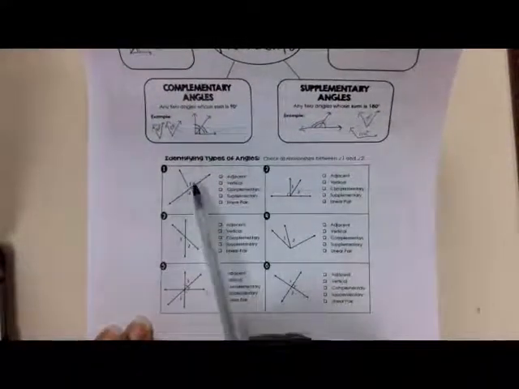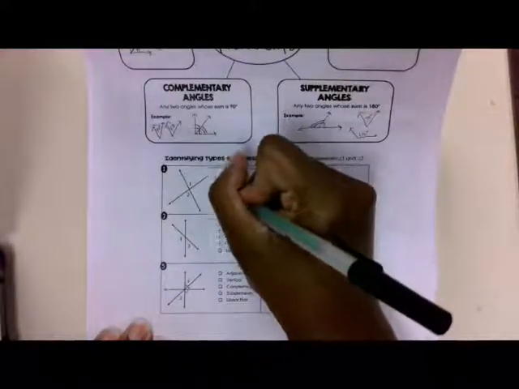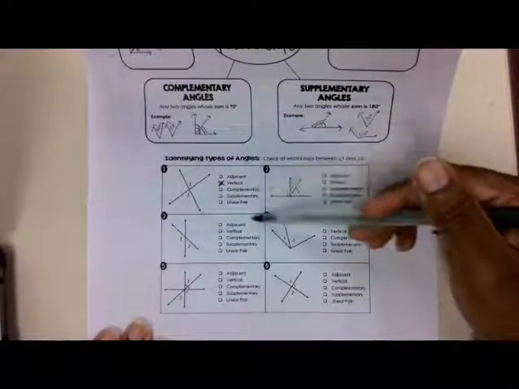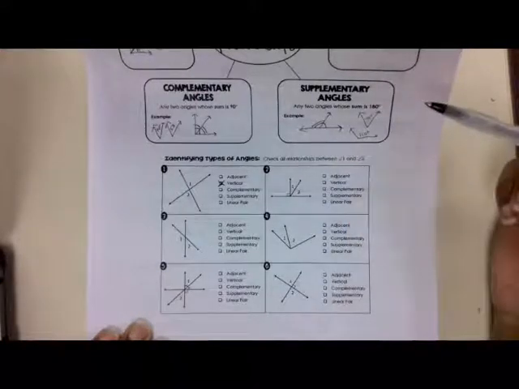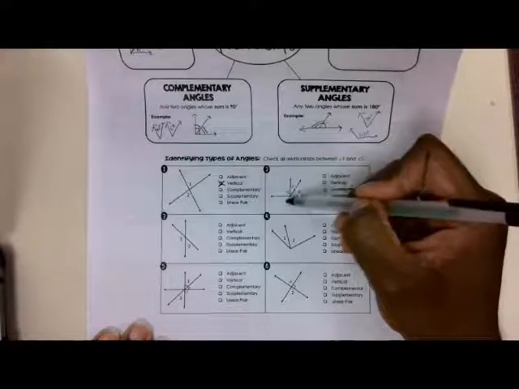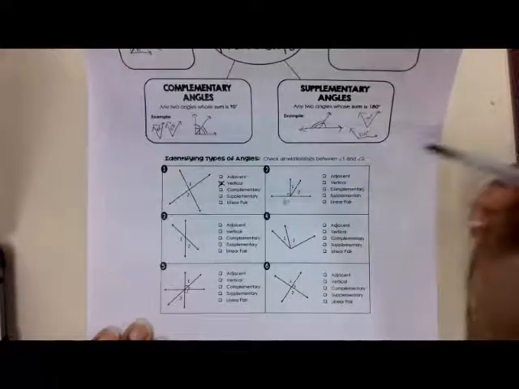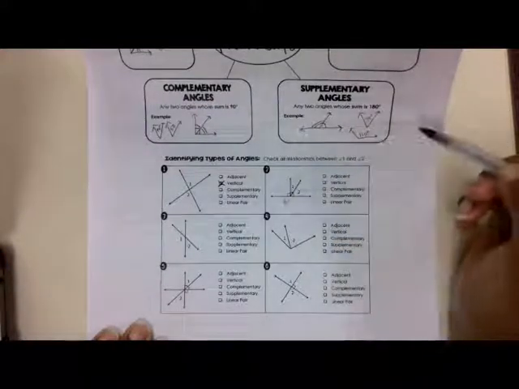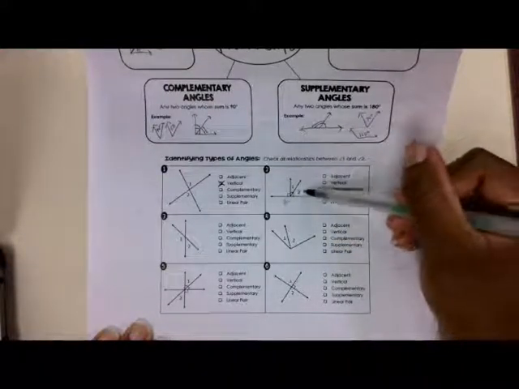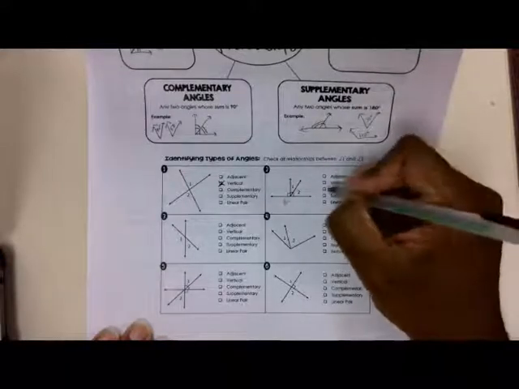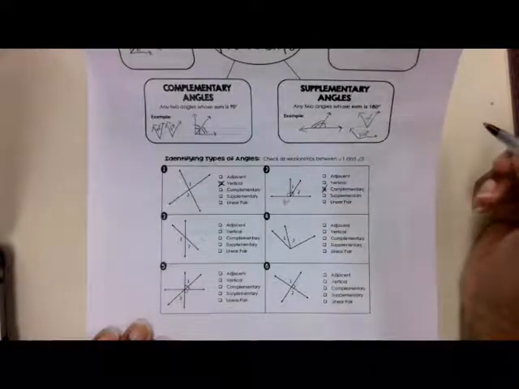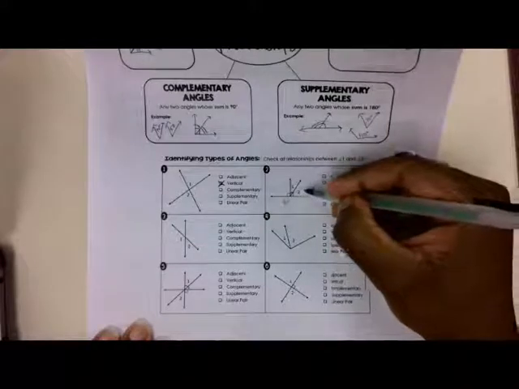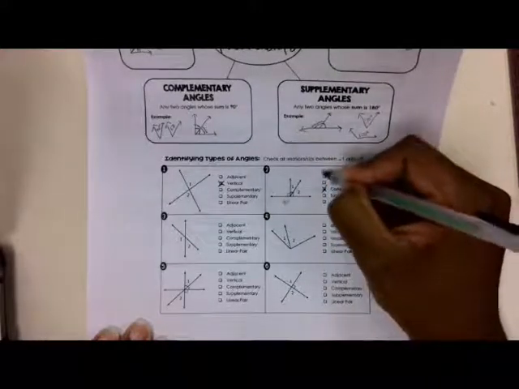So angle 1 and angle 2 here, they make an X, so therefore they're vertical. In this case, they are nothing else. Number 2, angle 1 and angle 2. Well, over here we have this box. Remember, the box means 90 degrees. Well, if this side is 90, and it makes a straight line, that means this side is 90. So that means angle 1 and angle 2 equal 90 degrees, so it's complementary. Angle 1 and angle 2 are also next to each other, so they're also adjacent.